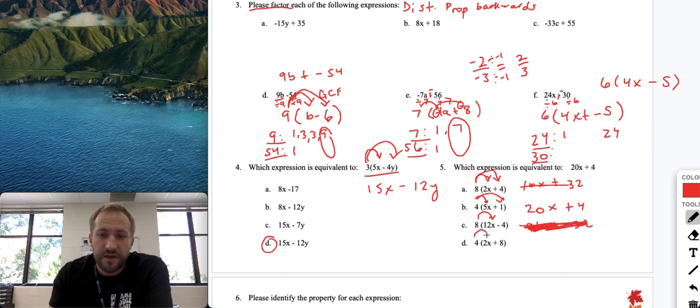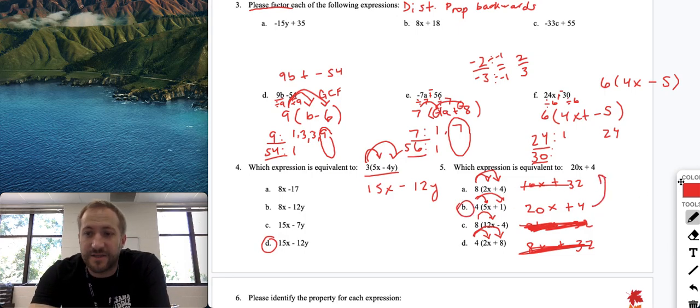Let's look at the next one. 4 times 2x and 4 times 8. That gives me 8x plus 32. Again, doesn't work. That's not what I'm looking for. I'm looking for this one right here. B matches. All right, I'm going to give that an erase, and we're going to scroll down and do the next set of problems.